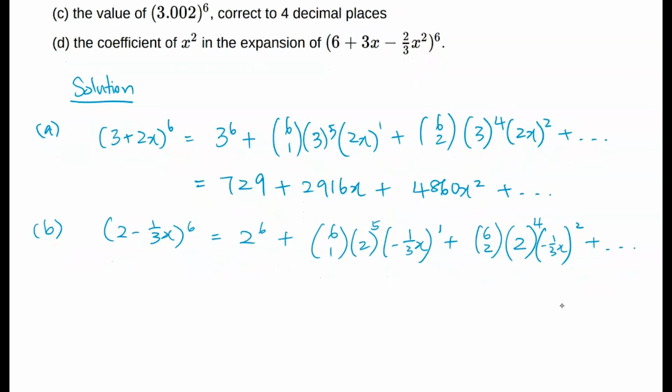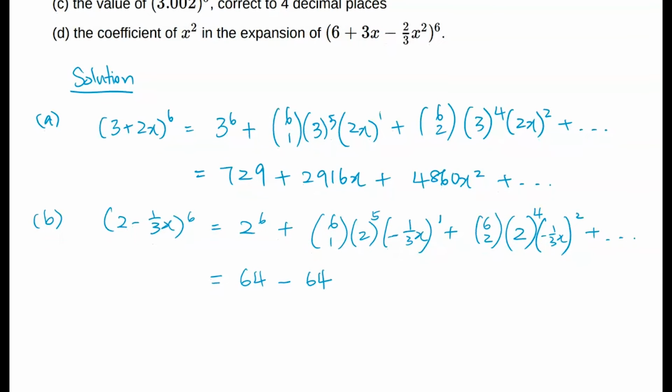Okay, so simplifying this, we get 64. Now for this one here, it is 6 choose 1 times 2 to the power 5 times 1 over 3. There's 64 as well. The sign you have to be careful, because this is a negative sign and it's raised to the power 1. That's why it's negative here. And then it's just x.